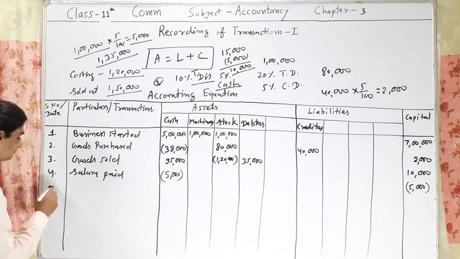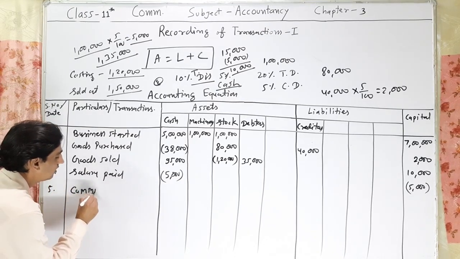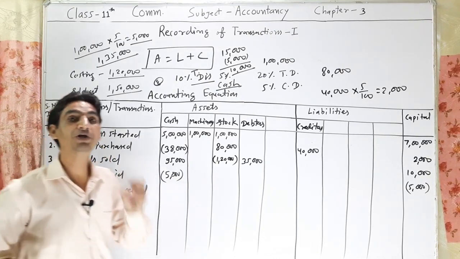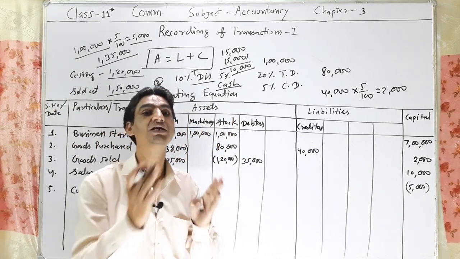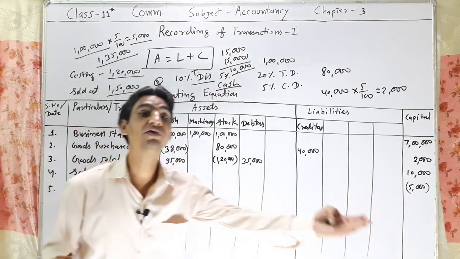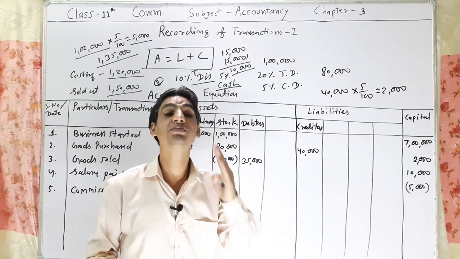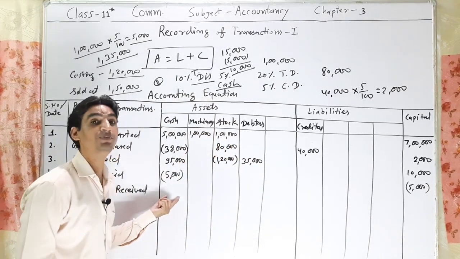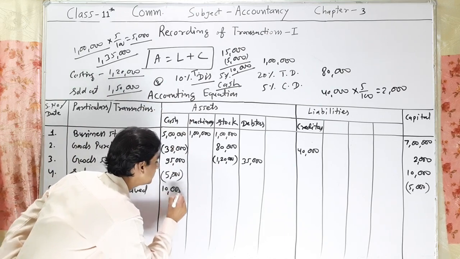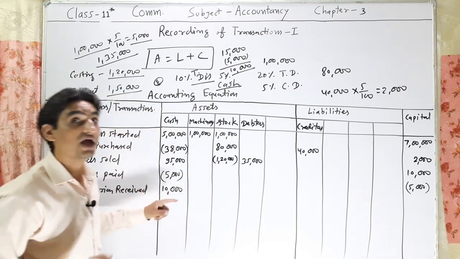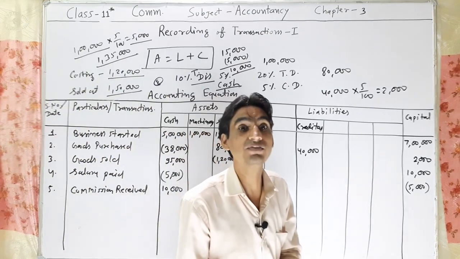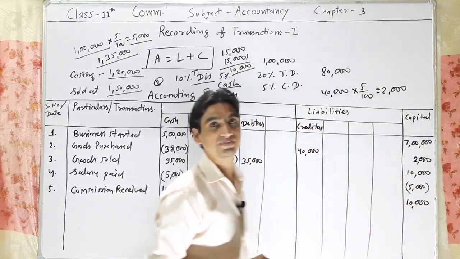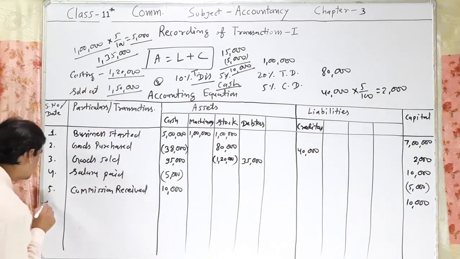Profit and income are added in capital. The next transaction: commission received rupees 10,000. Commission is your income. As income, we receive cash, so the cash balance will be increased. Add 10,000 in the cash column, and commission is your income. Income increases the capital balance, so add rupees 10,000 in the capital. Is it clear?